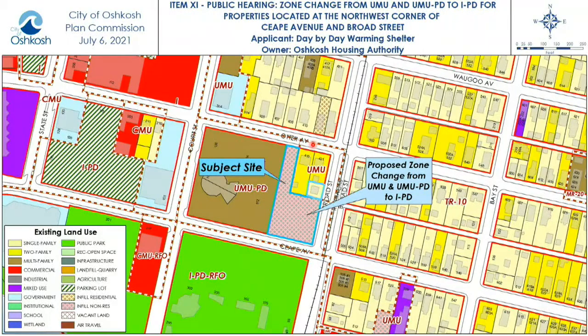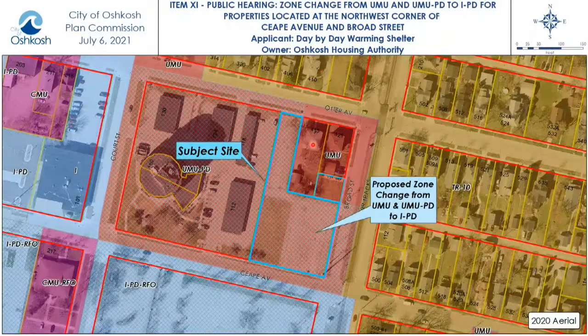So the applicant is requesting a zone change to have both subject properties rezoned to institutional with a planned development overlay. The applicant has submitted preliminary plans for development of a day-by-day warming shelter, which is considered an indoor institutional land use, which is not permitted in the current urban mixed-use district, and is conditional within the institutional district they're proposing to have it changed to. The plans will be addressed as part of the GDP request and CUP request, which is the following item.